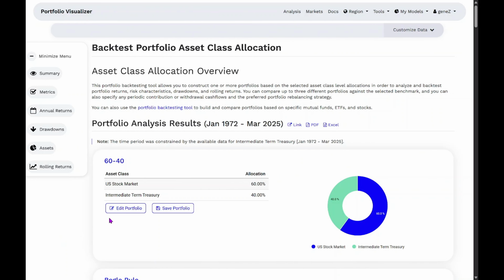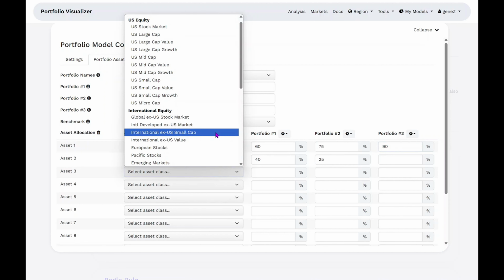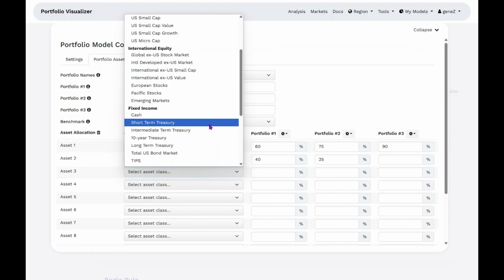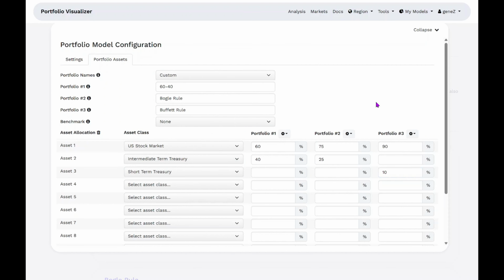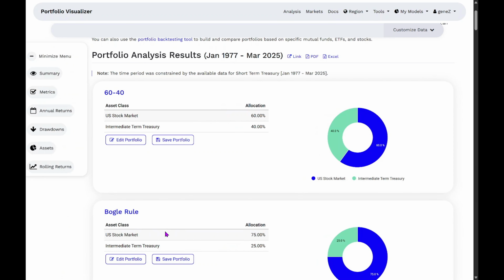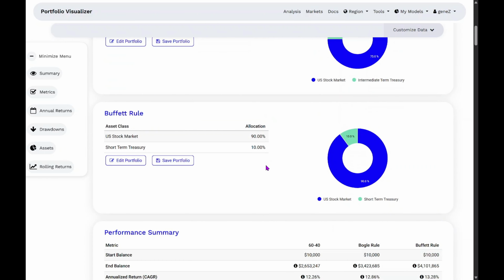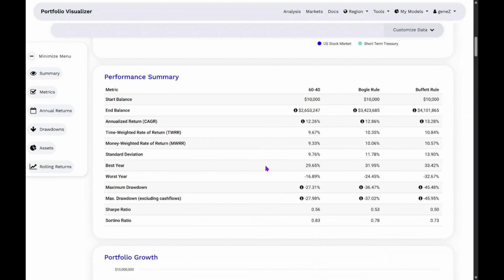Let's add the Buffett portfolio to our backtest. I rename the portfolio 3 accordingly. We allocate 90% to the stock market and add short-term treasury bonds with a 10% allocation. Let's analyze results. Just a quick note here. The start date of the backtest shifts to 1977 because short-term treasuries don't have as much historical data. So, keep in mind that the nominal results of previous portfolios have changed.